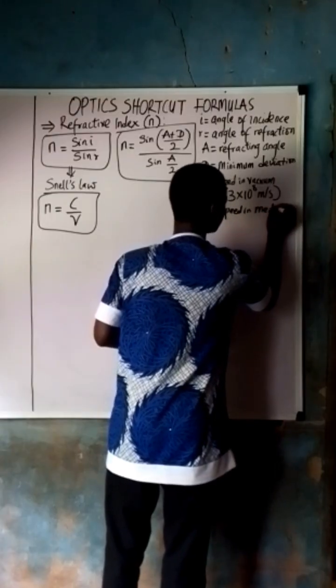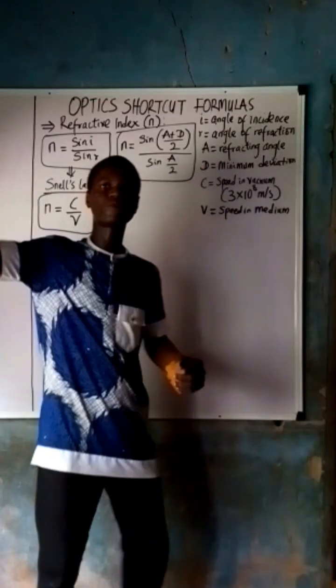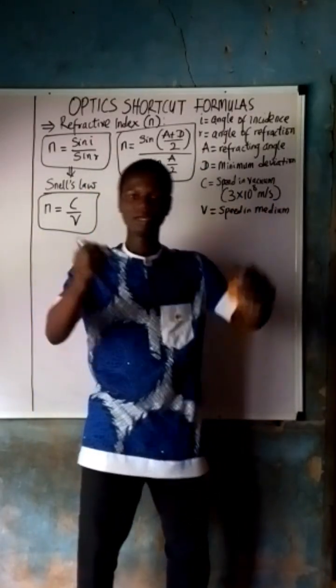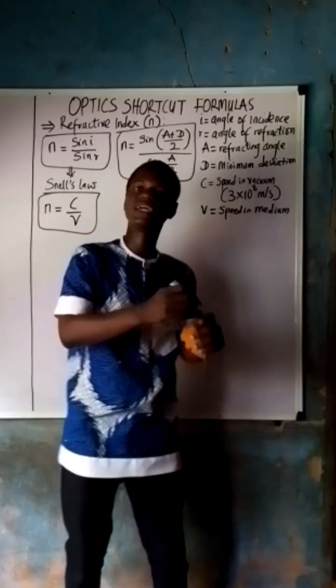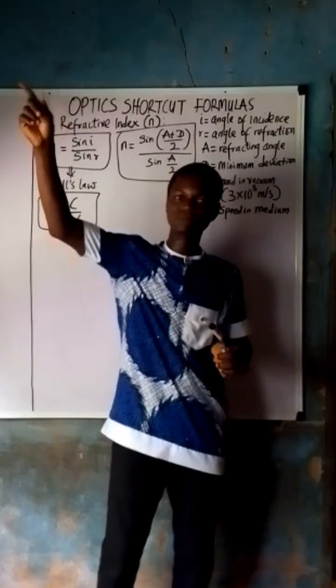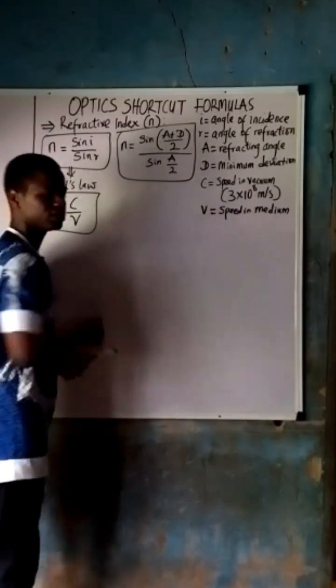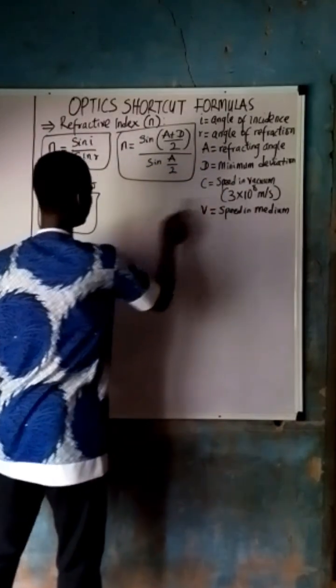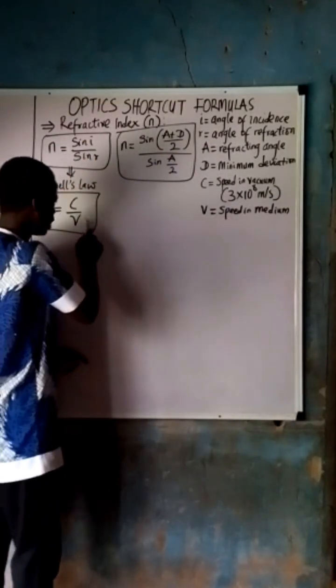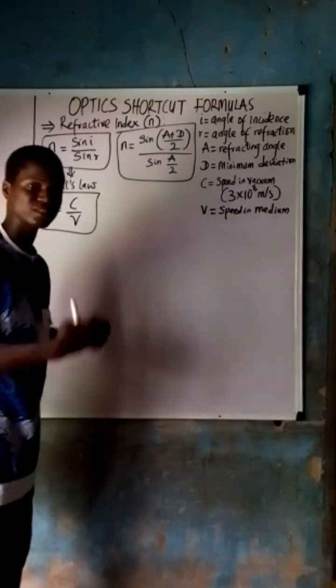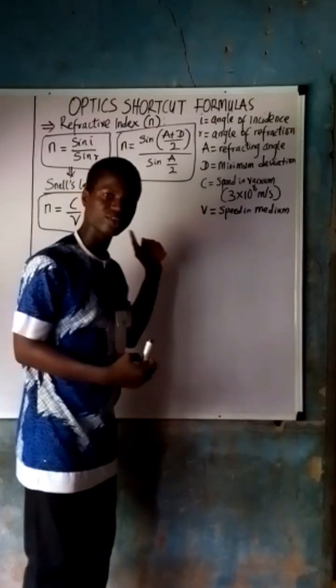What does this mean? As light travels from vacuum and hits a medium, that light will be refracted. So we can calculate the refractive index of that light with respect to vacuum using this formula. We already know the value of c, so if we're given the value of the speed in that medium, we can get our refractive index. That is where this formula applies.